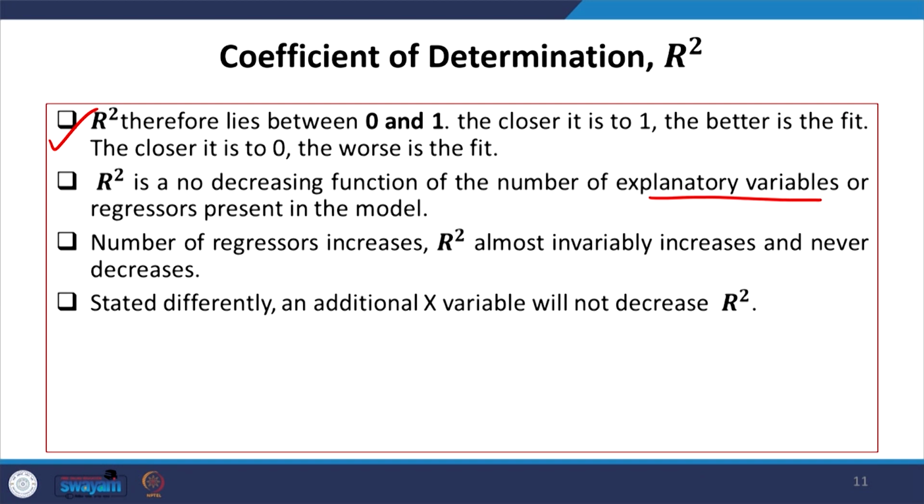So, there are a couple of other suggestions also, like R square. If it is very low, then consider which kind of data you are looking at, whether it is cross sectional or not, whether it is cross sectional panel or not, whether it is time series or not.